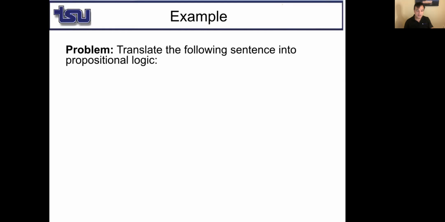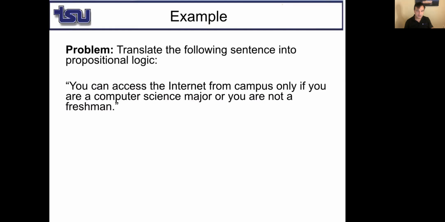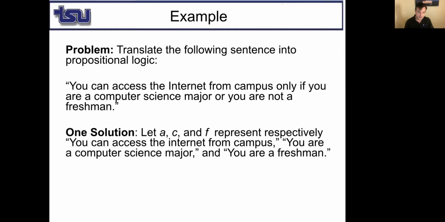Okay, here's another example. What does it say? You can access the internet from campus only if you are a computer science major or you are not a freshman. If you are a computer science major, whether you are a freshman or not, you can access the internet. But if you are not a computer science major, you have to be not a freshman. Okay, so let's see.